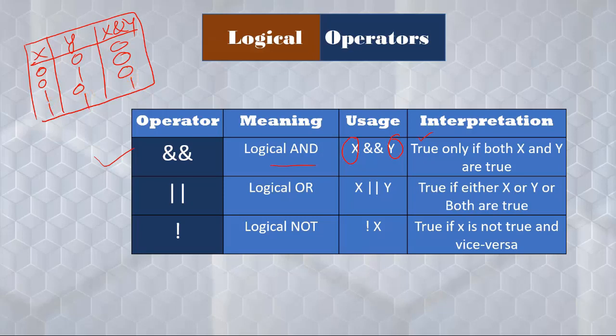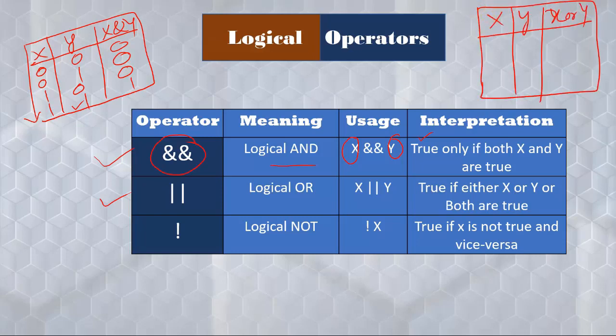So the same operation is implemented in this double AND operator, which is called the logical AND operator. It returns a true result only if both X and Y are true. Otherwise, it returns a false value. The next logical operator is logical OR, which is equivalent to the OR gate. And you know the truth table of the OR gate. Here I will write the truth table of the OR gate.